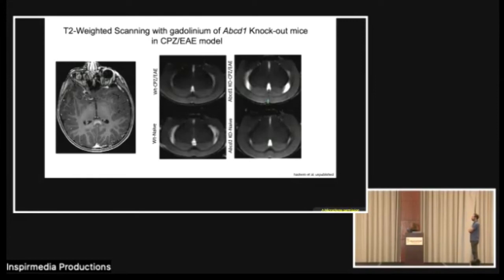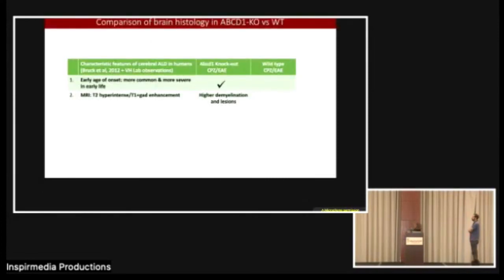And this is a T2 MRI. In T2 MRI here, we could see the demyelination. And here in knockout mice, we could see the demyelination. That is in normal, without cuprizone or without MAG injection, we could see normal myelin. This experiment shows an early stage of disease in these mice, and also higher demyelination and lesions in these mice compared to the control. This is almost like human.